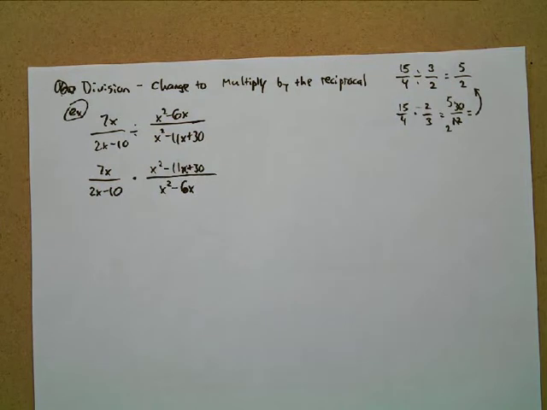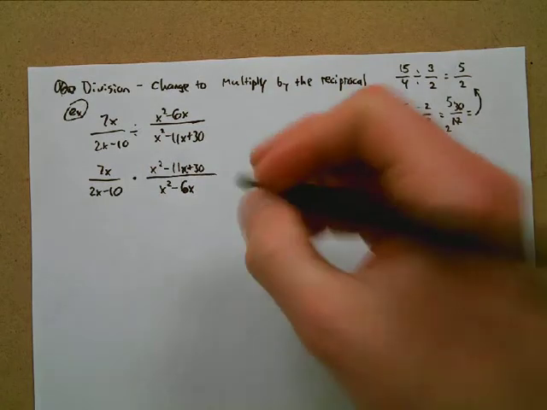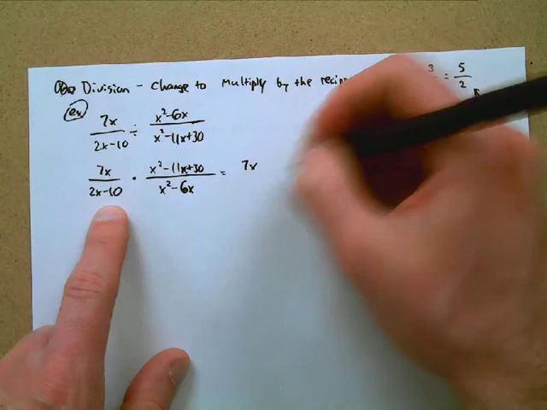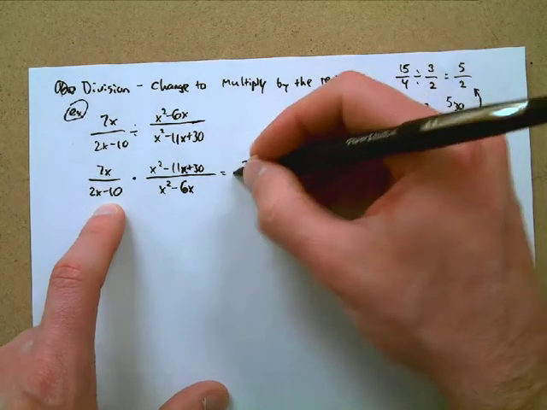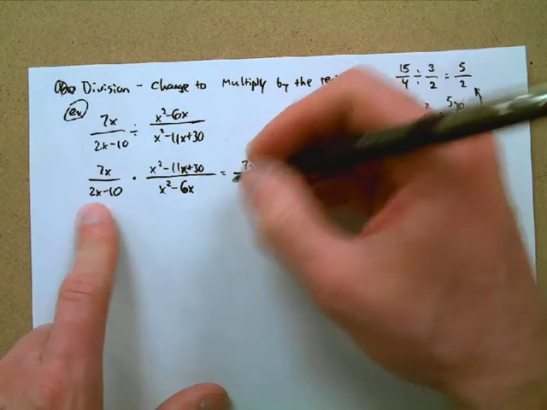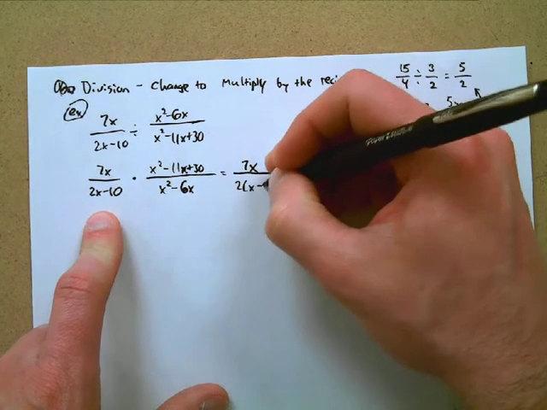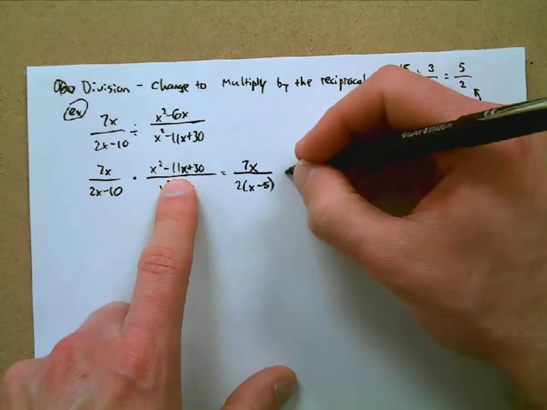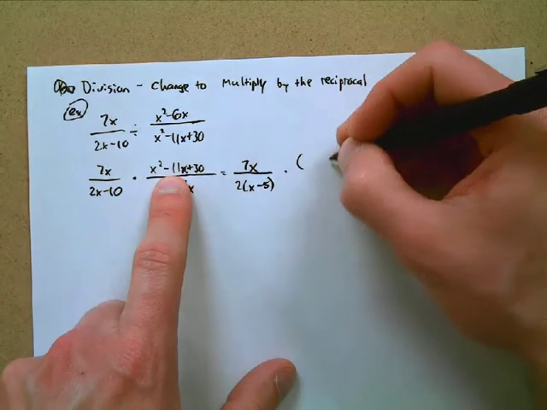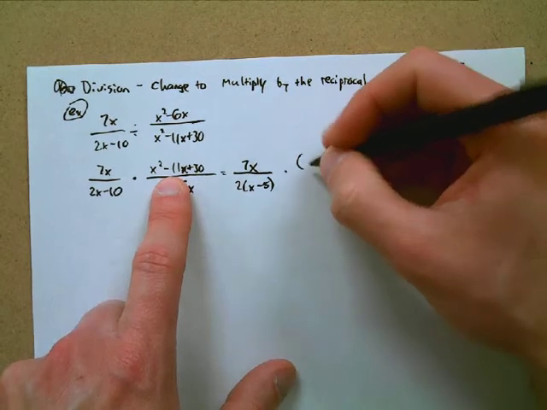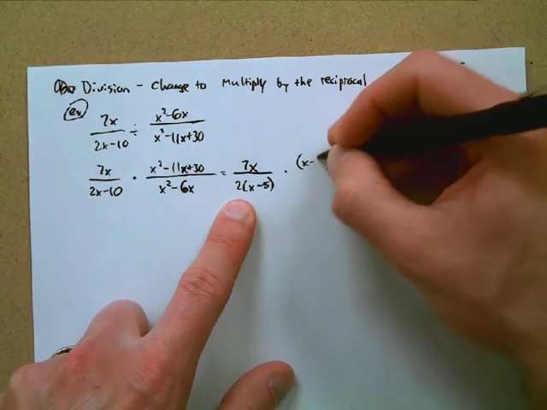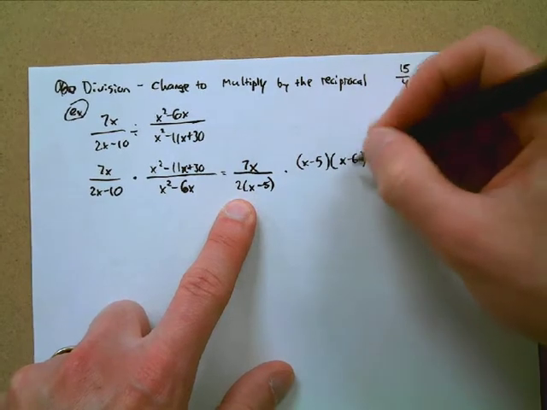And now let's factor, right? So 7x doesn't really factor anymore, so we'll leave that. 2x minus 10, what can we factor out of there? 2. So we're left with an x minus 5. Okay, and we're looking to factor our quadratic here. We'll need two numbers that multiply to positive 30 but add to make negative 11. So 6 and 5, so negative 6, negative 5. They add to make negative 11, they multiply to positive 30.